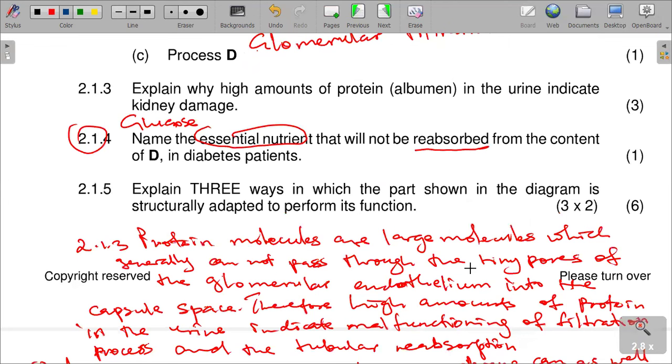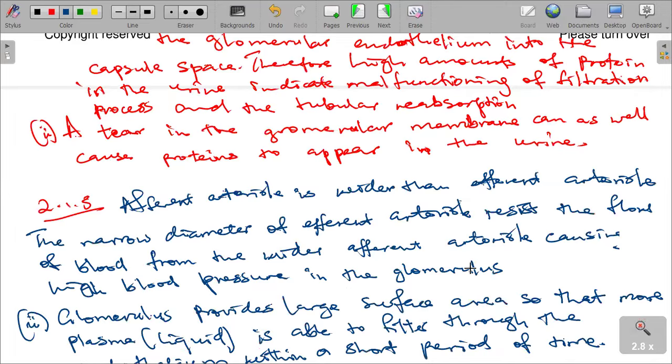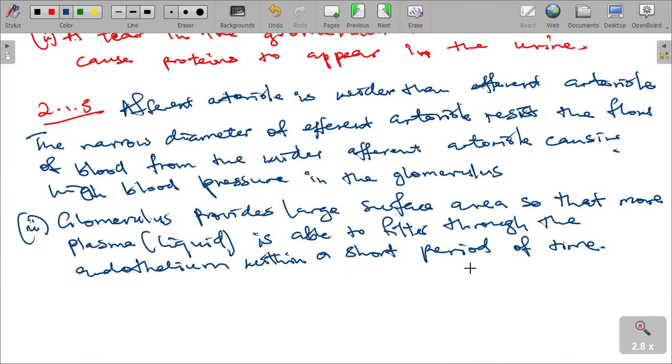So ways in which this part in the diagram is structurally adapted to perform its function is what is answered in question 2.15. How is the renal capsule structurally suited to perform its function? These are the points that you should give, and I'm sure that you will never go wrong. You will never get anything less than the best. So let's just go to the next question.